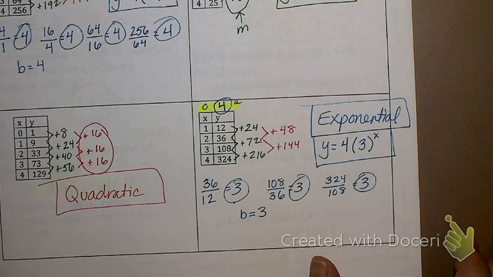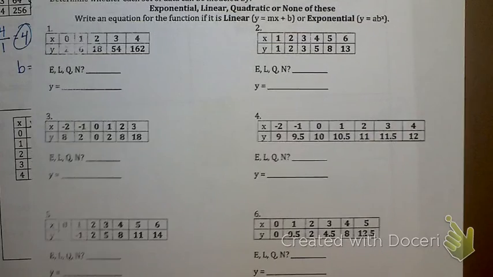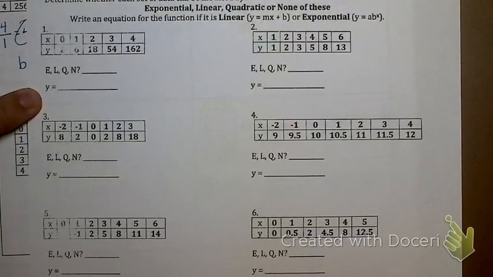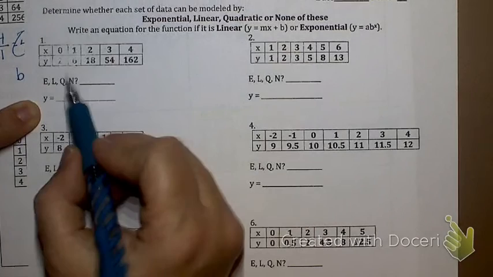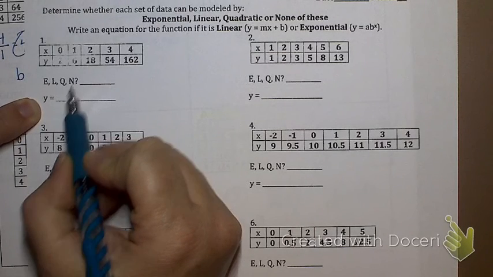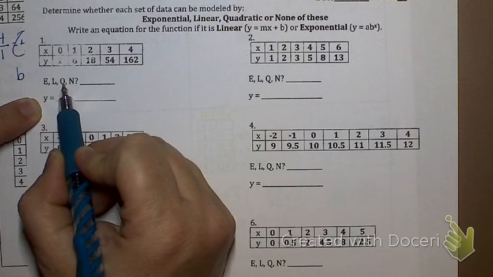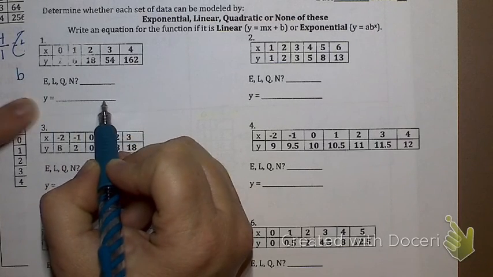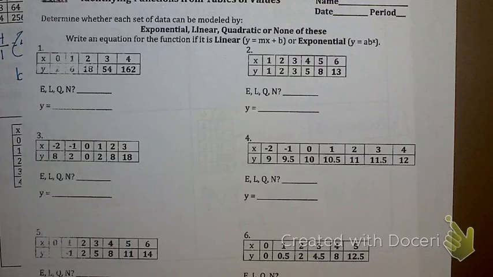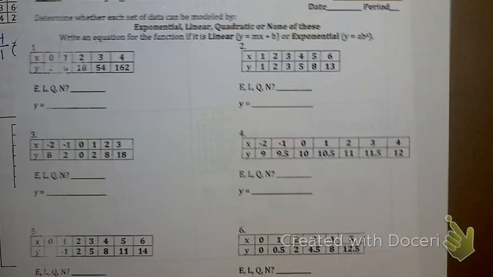Questions there? Okay, on your homework, you have several of them. You have to identify what type it is and then fill in the equation. Now, if you identify that it's none of these, there is no equation to fill in. If you identify that it's quadratic, there is no equation to fill in. You're only filling in the equation for exponential and linear. If you look at the charts, they're all fine. Hopefully your copy is a little bit better than this one.